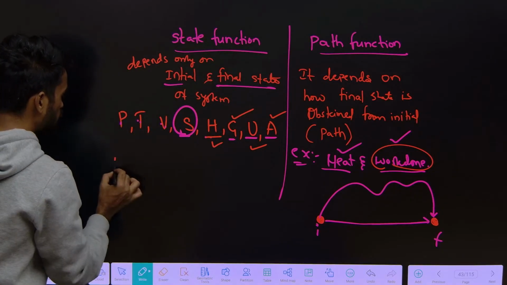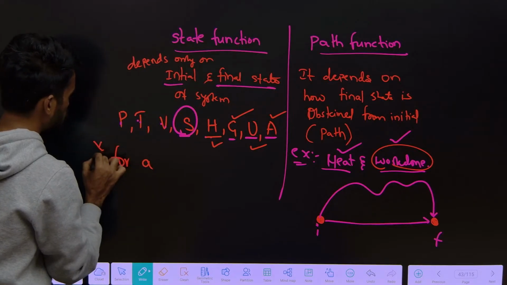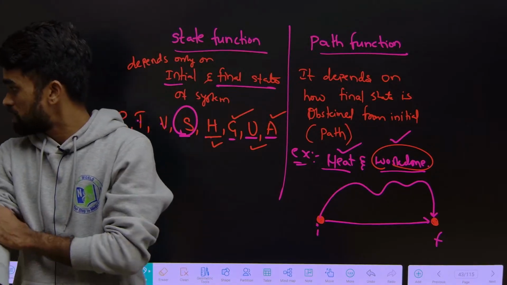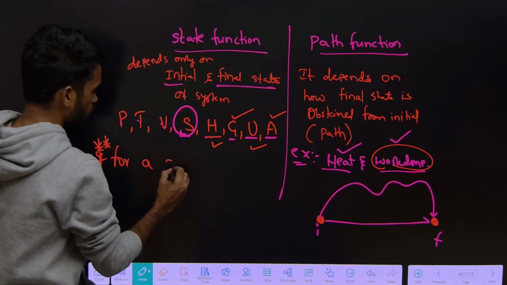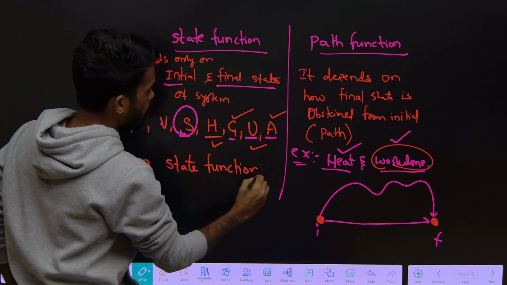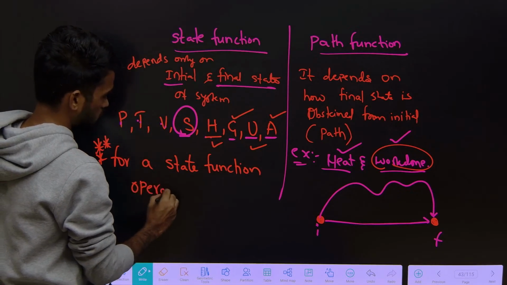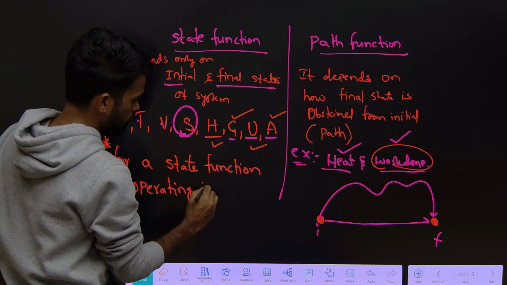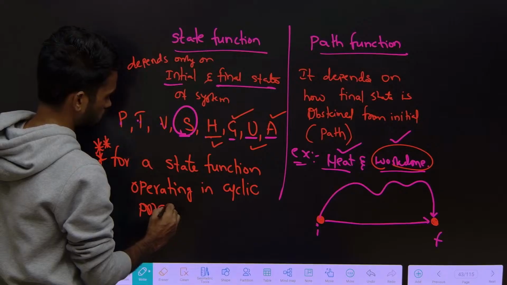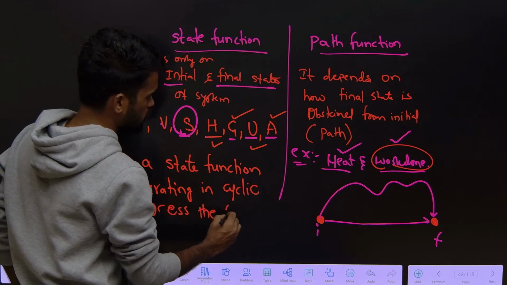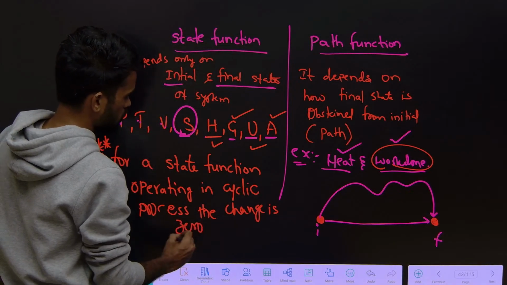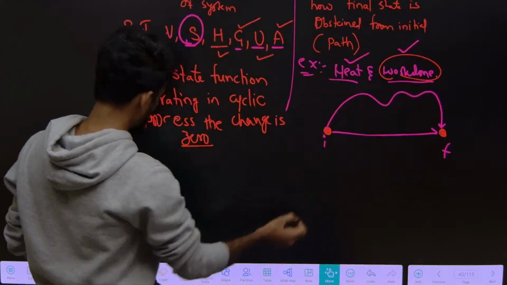And one more thing, for a state function, this is very, very important. Based on this statement only, we have one question in IIT JAM. Look at what they are saying: for a state function operating in a cyclic process, the change is zero, the net change will be 0. I will tell you what exactly it means.